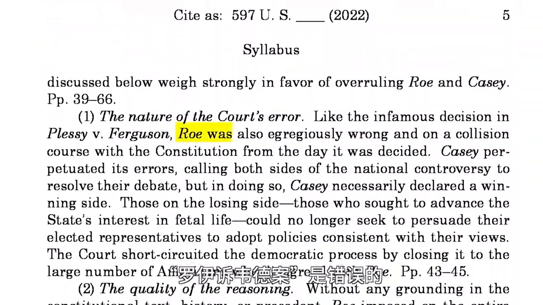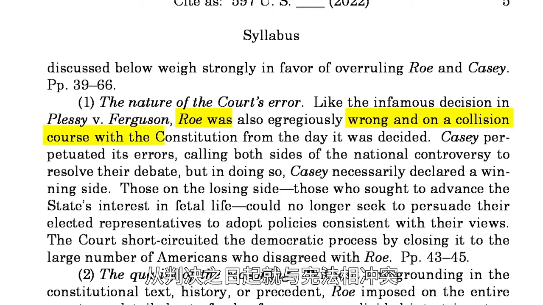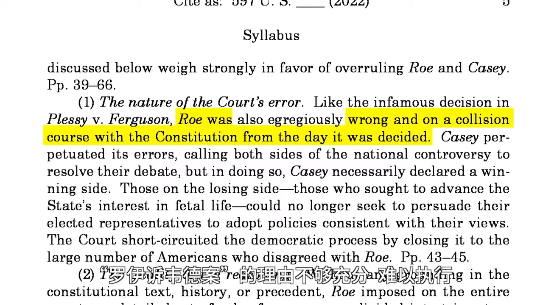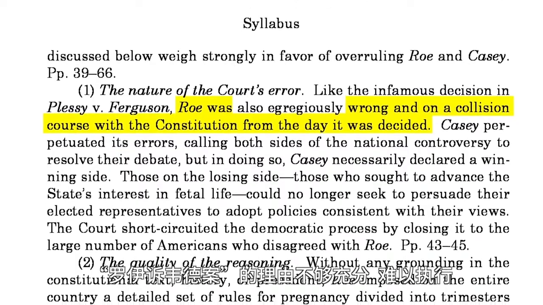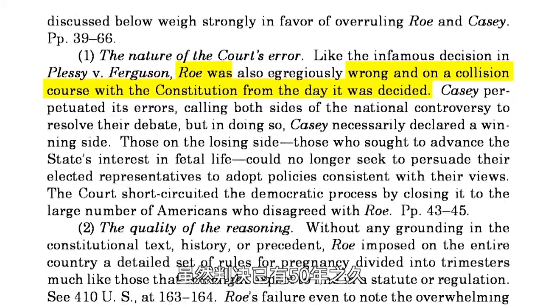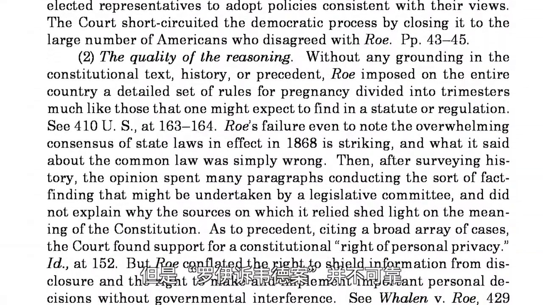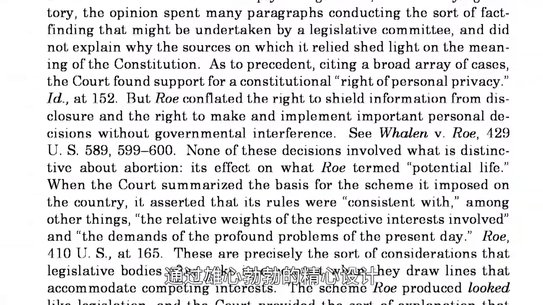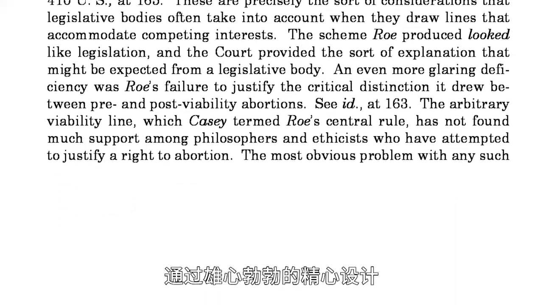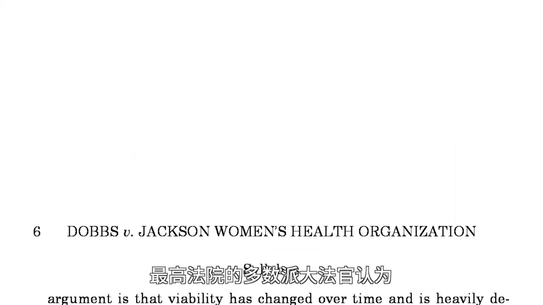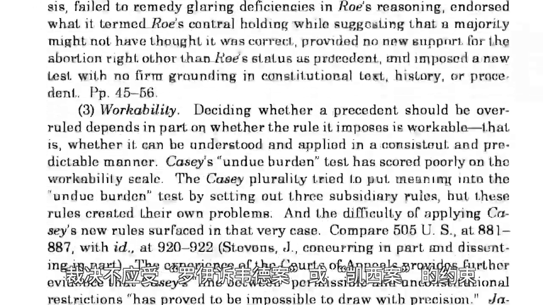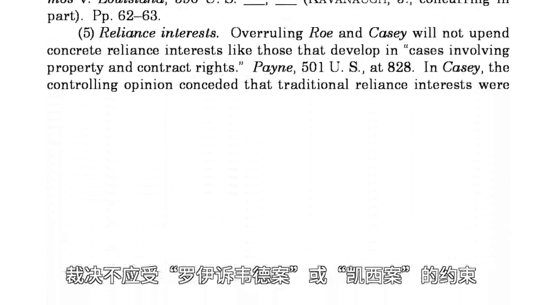Roe v. Wade was wrong and on a collision course with the Constitution from the day it was decided. The court also said that Roe v. Wade was poorly reasoned and unworkable. It even stated that insufficient reliance had been placed on Roe v. Wade, despite the judgment being 50 years old. On this elaborate and ambitious basis, the majority of the Supreme Court held that it was not bound by either Roe v. Wade or Casey.